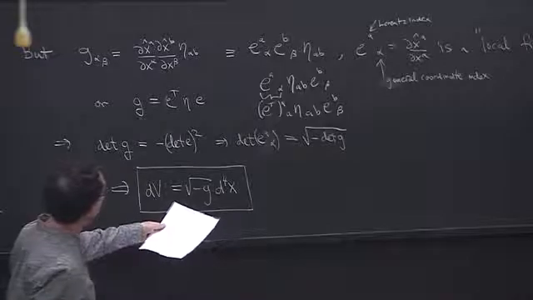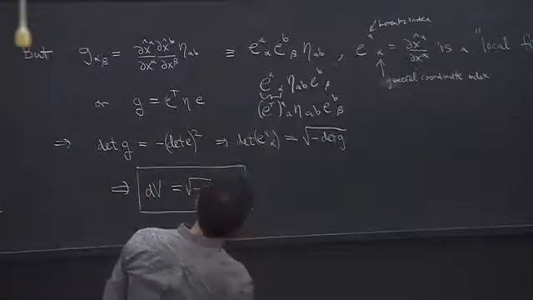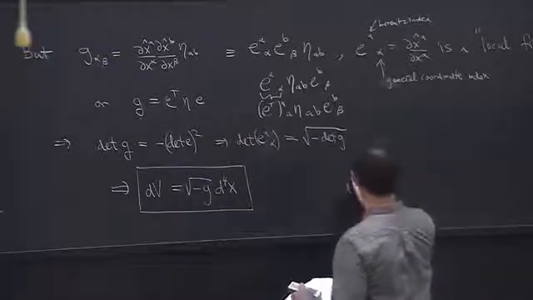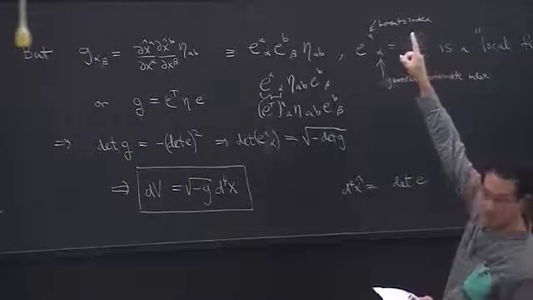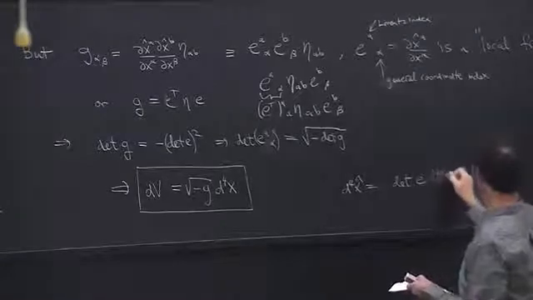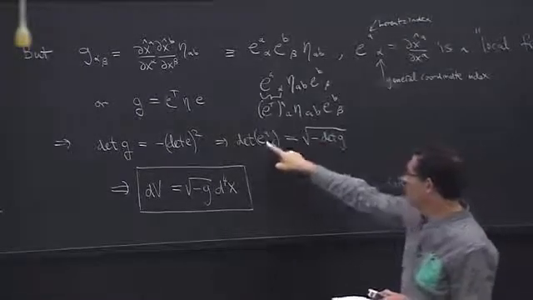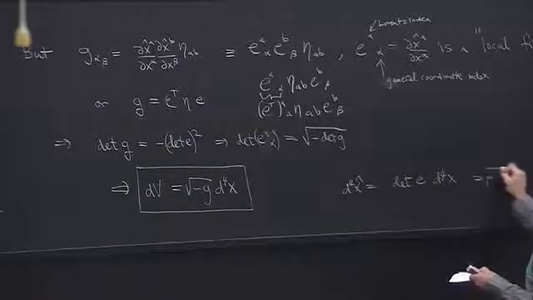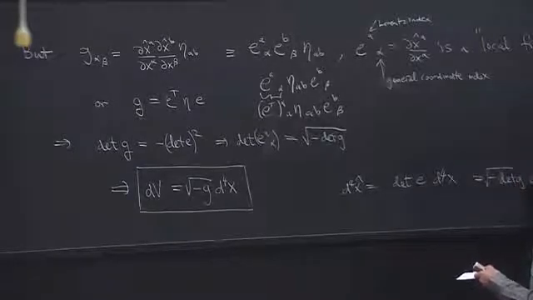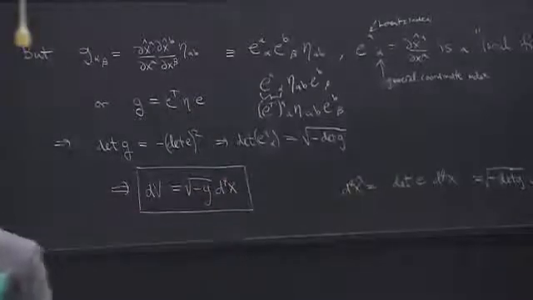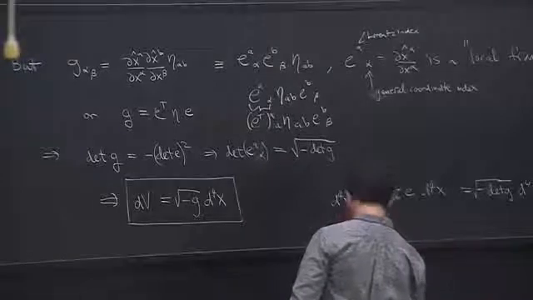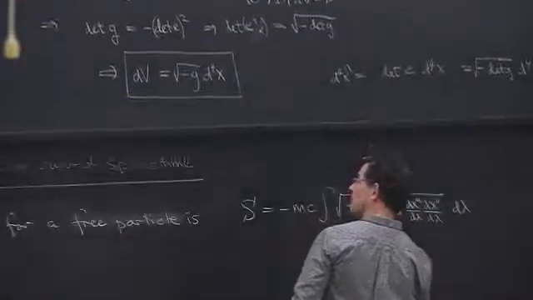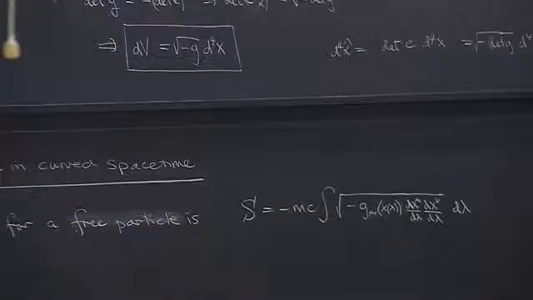How did I get it? Oh, because over there, d4x hat is equal to determinant of E times d4x, since dx hat over dx alpha is E, right? And then I use det E is root minus det g. Okay? Any other questions? Sorry if that wasn't very clear.